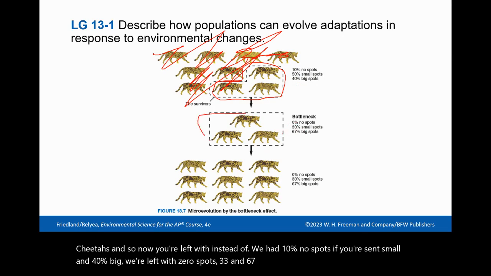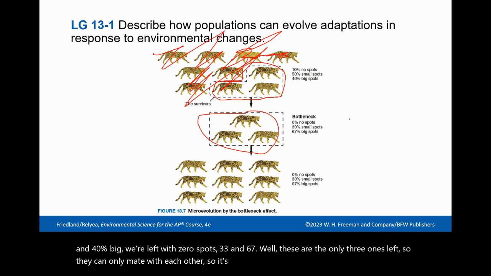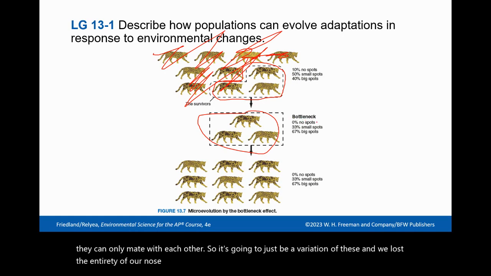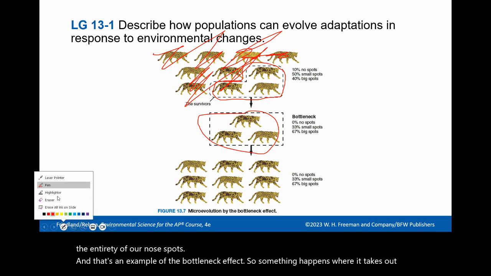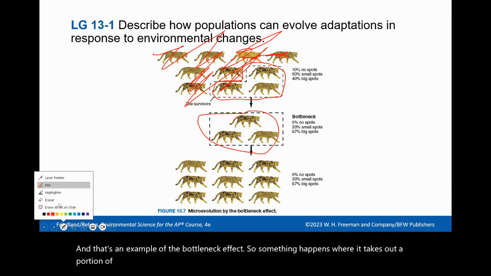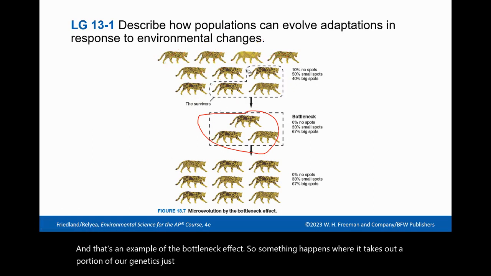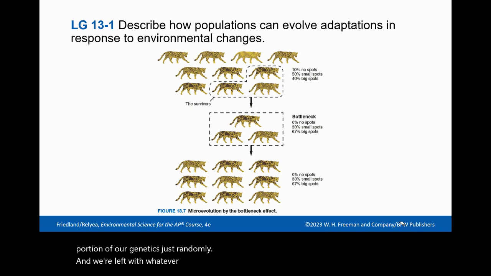Well, these are the only three left, so they can only mate with each other. So it's going to just be a variation of these, and we lost the entirety of our no spots. And that's an example of the bottleneck effect. So something happens where it takes out a portion of our genetics just randomly, and we're left with whatever is left.